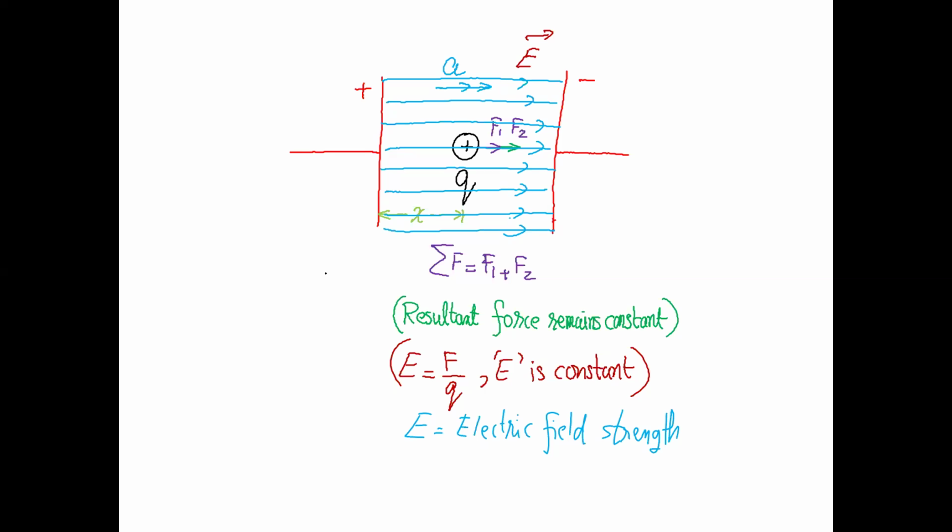So our next concept for today: when a charged particle is moving in an electric field from left to right, the resultant force does not change and the electric field strength also remains constant. You have already copied the diagram, so copy this also on the same diagram. You can make a new diagram if you want, but it's your choice. You have to show the concept that electric field strength is constant.